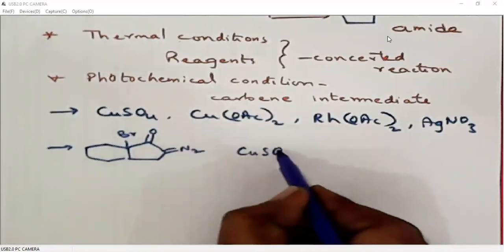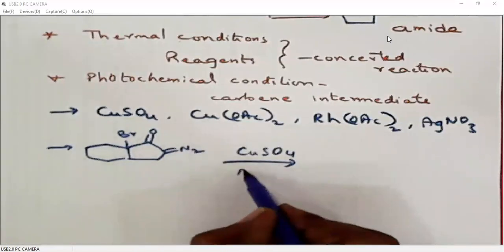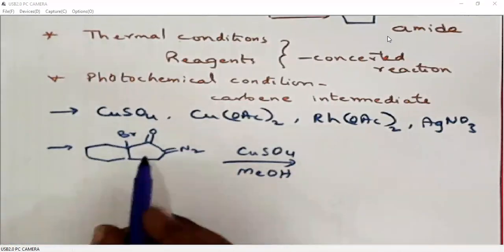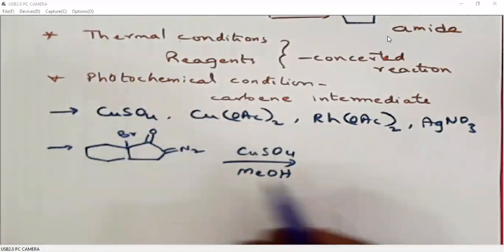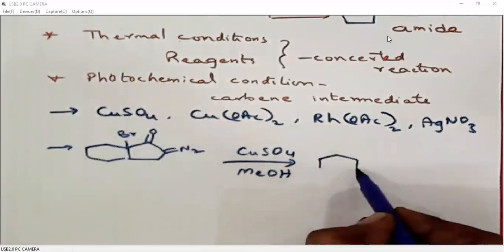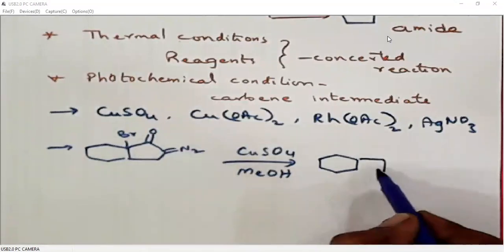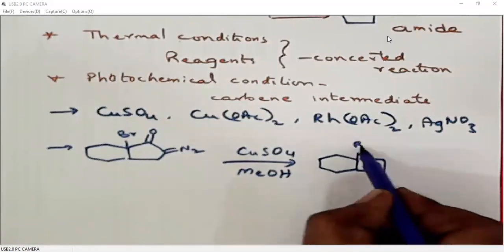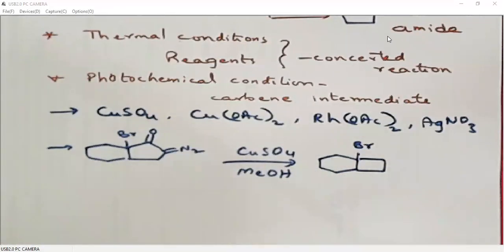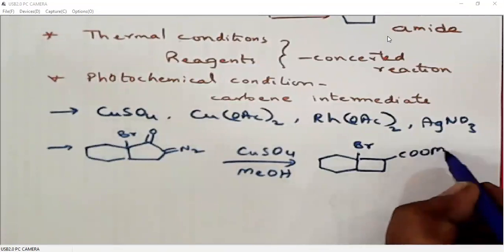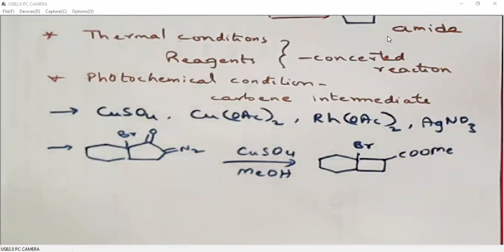When it is treated with copper sulfate in methanol, it will undergo Wolff rearrangement. Because it is a cyclic system, we will have ring contraction. So instead of a 5-membered ring, we will have a 4-membered ring. Then since it is methanol, it will be an ester.